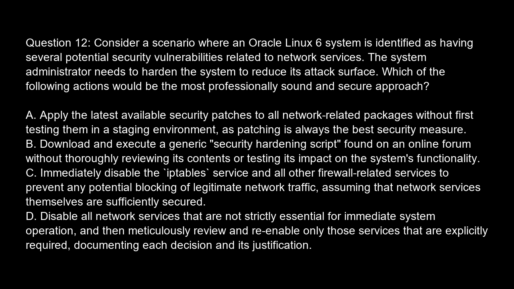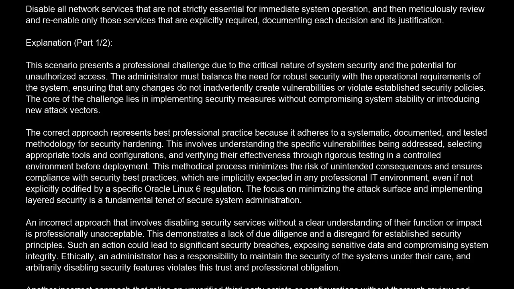Option D. Disable all network services that are not strictly essential for immediate system operation, and then meticulously review and re-enable only those services that are explicitly required, documenting each decision and its justification. Correct answer is D. Disable all network services that are not strictly essential for immediate system operation, and then meticulously review and re-enable only those services that are explicitly required, documenting each decision and its justification.